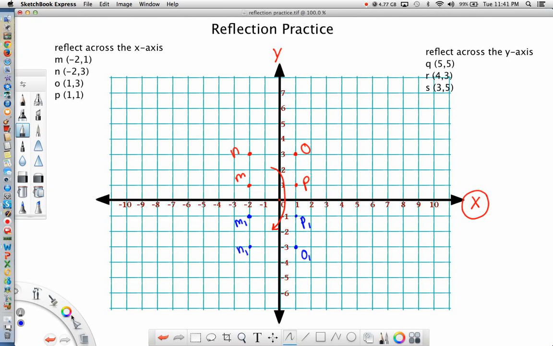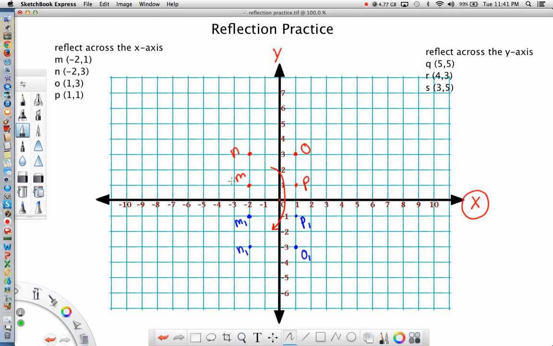Very good. Now let's take a look at these other problems. Also, let's real quickly look at that question. After reflecting the points, what kind of observations can you make about the points? We kind of already said it. When we reflect over the x-axis, does our x value change? No, it stays the same. But what happens to our y value? The y value becomes the opposite.